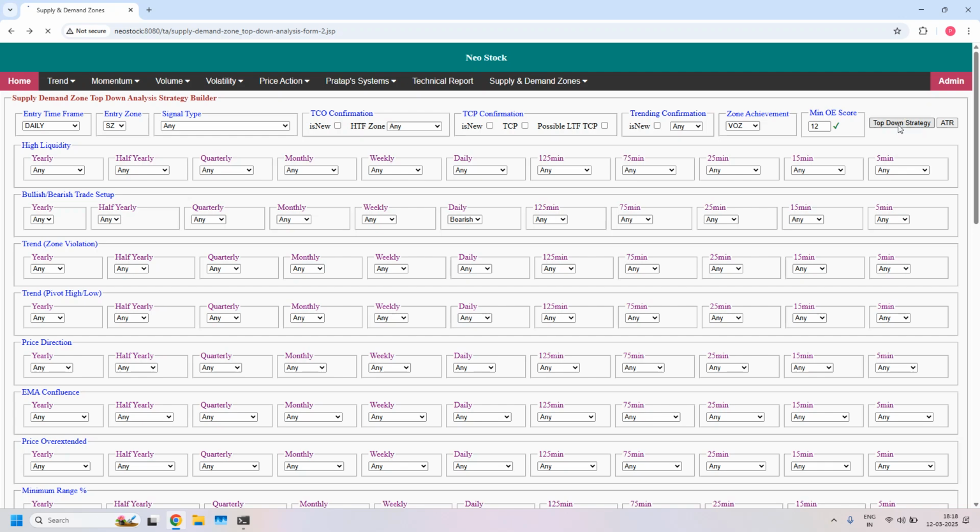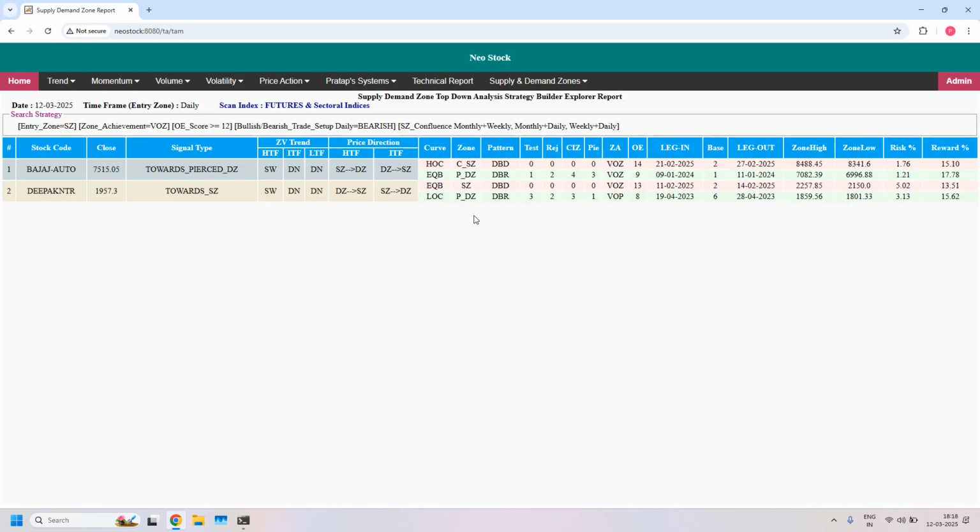With all 3 filters, we got 2 stocks. In these 2 stocks, the daily supply zones are overlapped with the weekly supply zone, and both together again overlap with the monthly supply zone. But the monthly trend is sideways. So for a sideways trend, checking monthly EMA confluence does not add any advantage. That's why we are not looking for EMA confluence verification. Okay, this is about the bearish trade setup for monthly income trade.